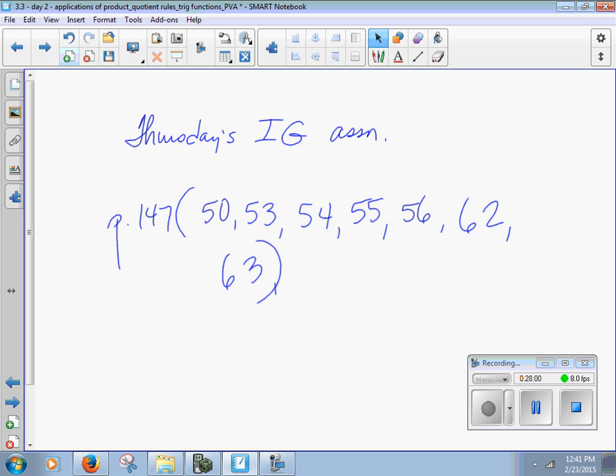Yeah, that right there. Yep, that's what I want you to do. Is this on what we learned today? Yeah, I mean, it's just an extension of the product rule, quotient rule.